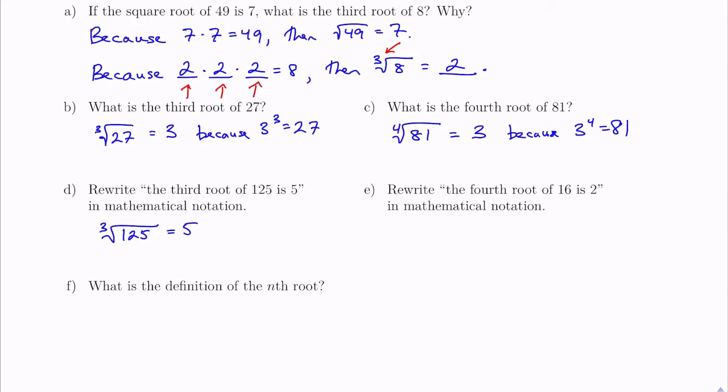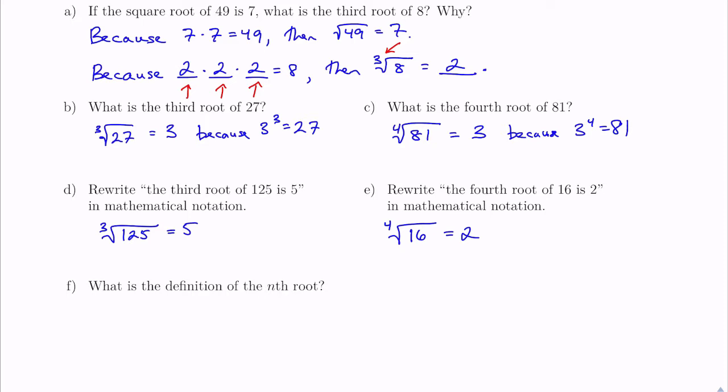In part E, we want to rewrite the fourth root of 16 is 2. So again, we begin with a radical because we're dealing with a root. We're taking the root of 16, so 16 is under the radical. We want the fourth root, so we need to have an index of 4. And because this value is 2, we need to say that it equals 2. And so that's how you mathematically write the fourth root of 16 is 2.